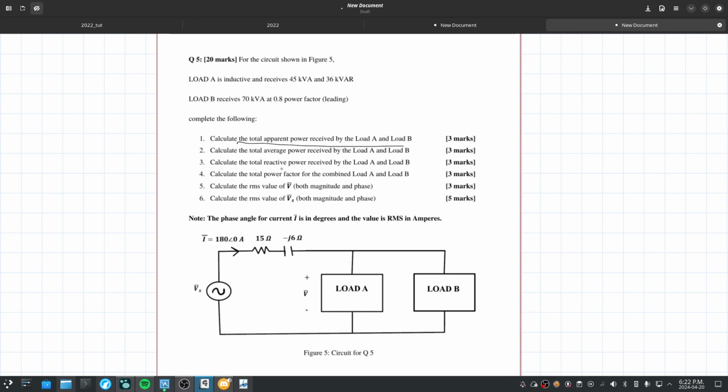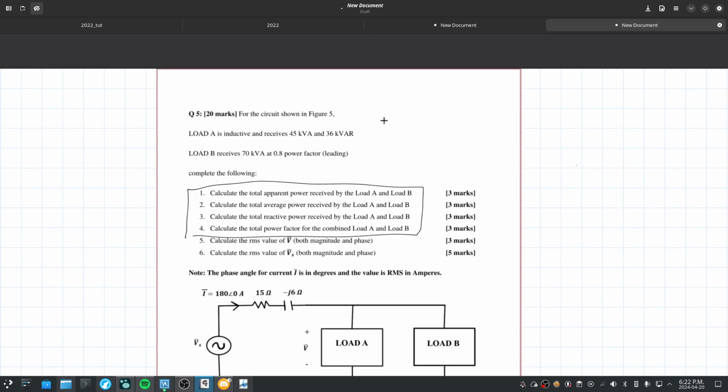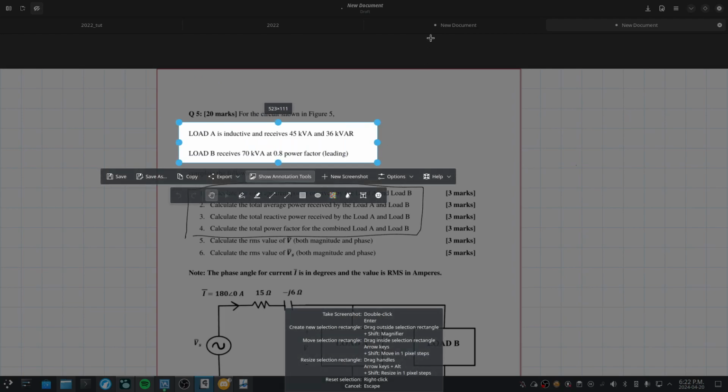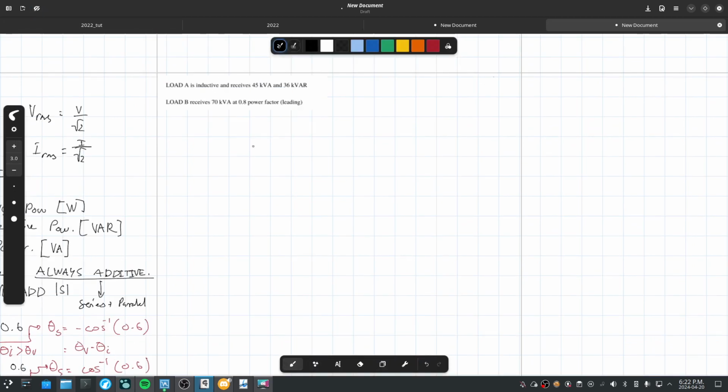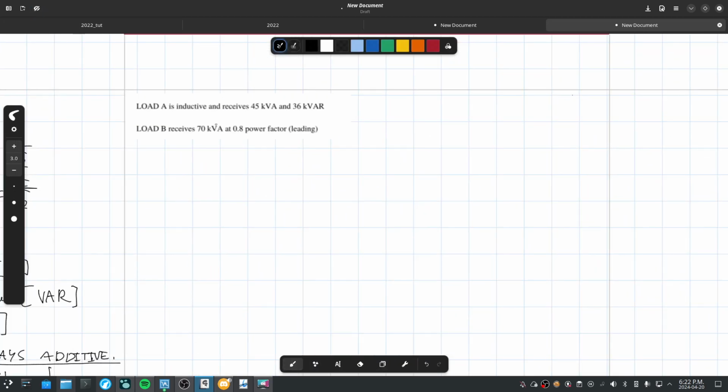Calculate the total apparent power. At the worst, we're just going to do up to 4. To calculate the total apparent power received by load A and load B. So the really important information is written up here. Let's take that down here. Load A is inductive and receives 45 kVA and 36 kVAR.